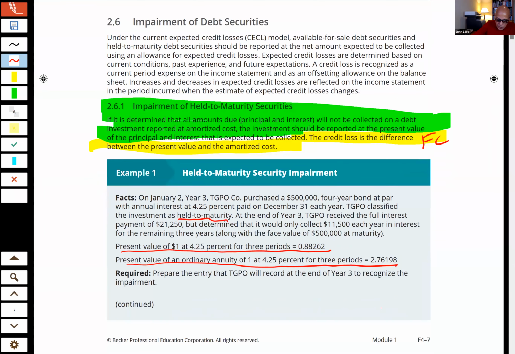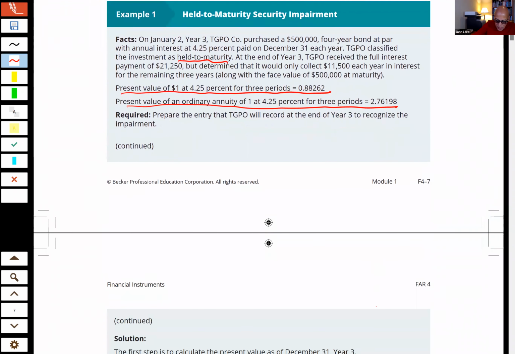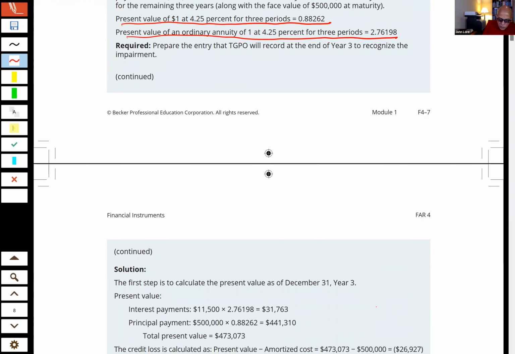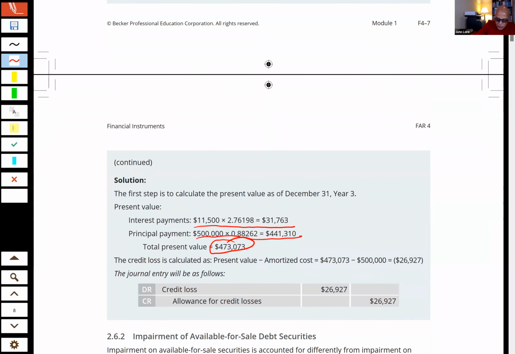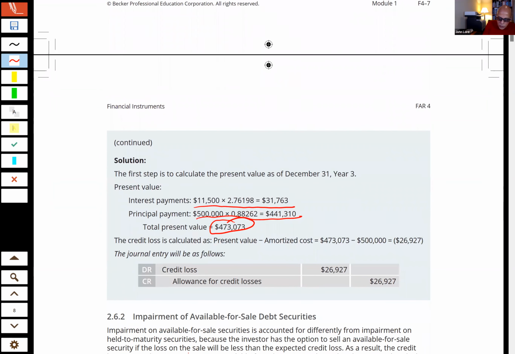We apply the present value of the dollar to the 500,000, and we apply the present value of the annuity factor to the remaining interest payments that are coming in. And when we discount that, it says, hey, this security has a present value of 473. It's being carried at 500,000. So we have an impairment of 26,927. So why don't you go ahead and flashcard the journal entry here to recognize the credit loss impairment on a held to maturity bond.